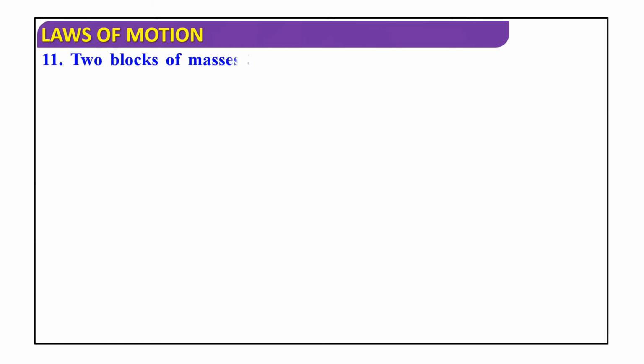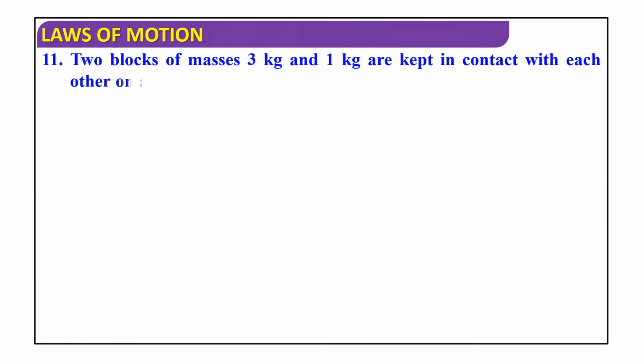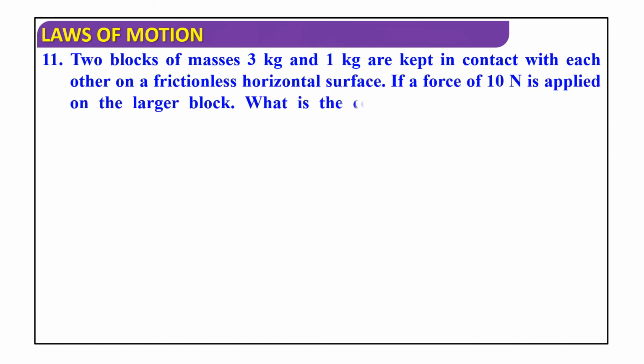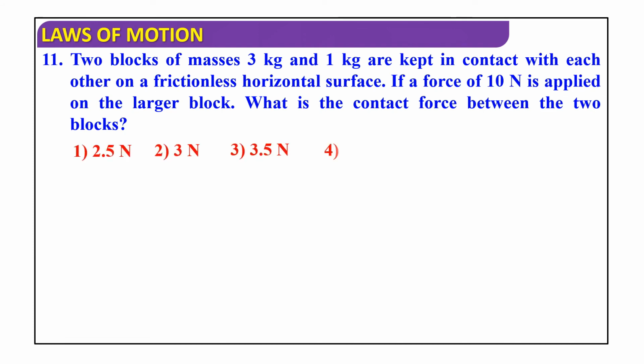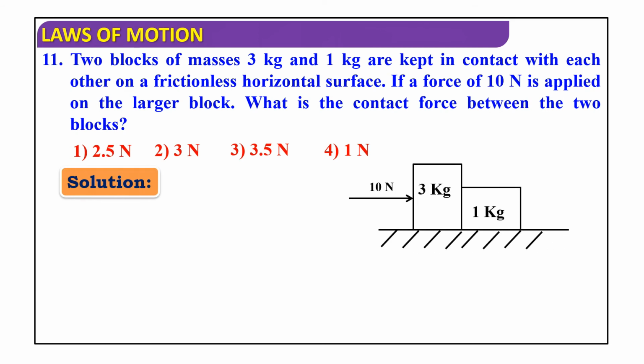Next, two blocks of masses 3 kilogram and 1 kilogram are kept in contact with each other on a frictionless horizontal table. If a force of 10 newtons is applied on the larger block, what is the contact force between the two blocks? So here we have to calculate the contact force. Let us go to the solution.